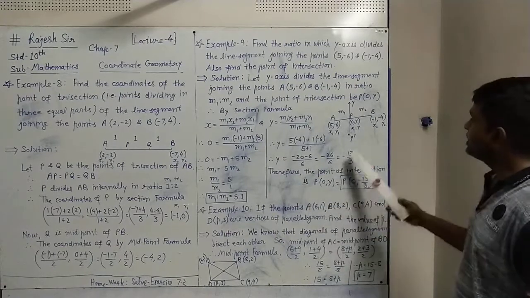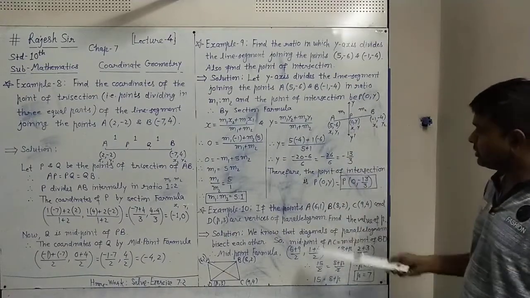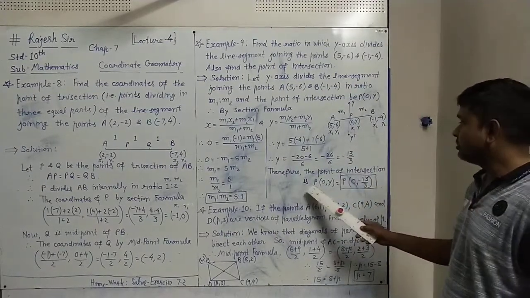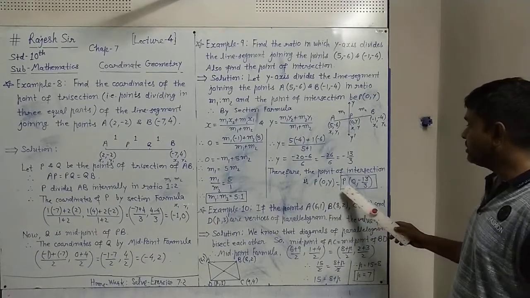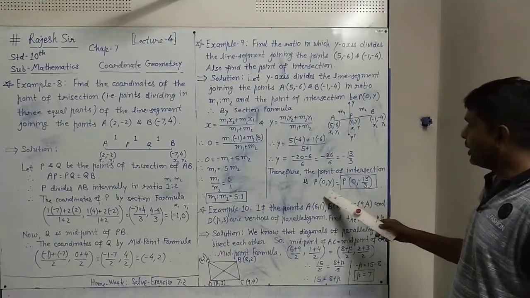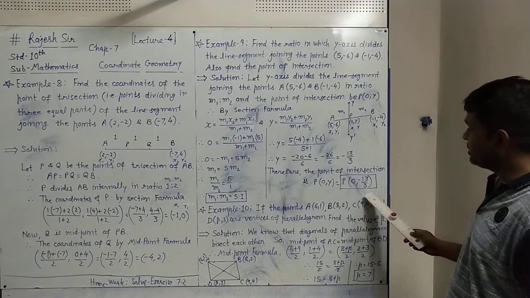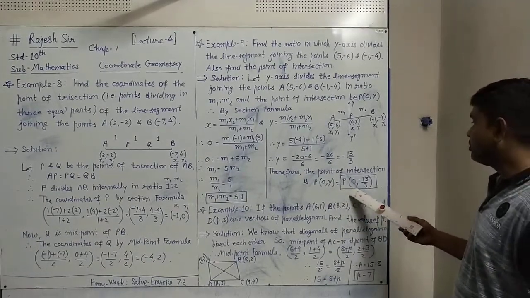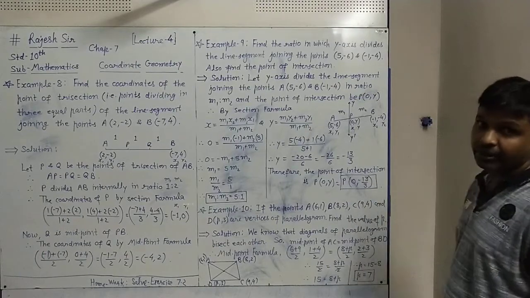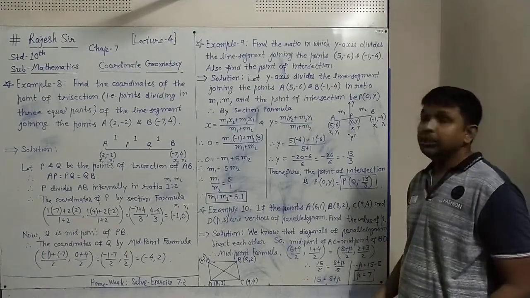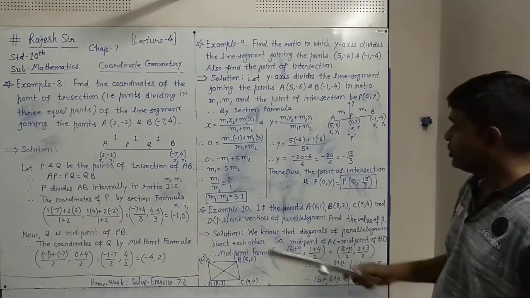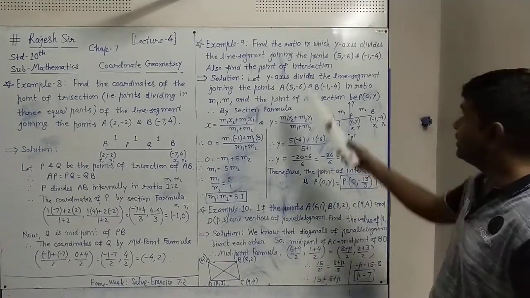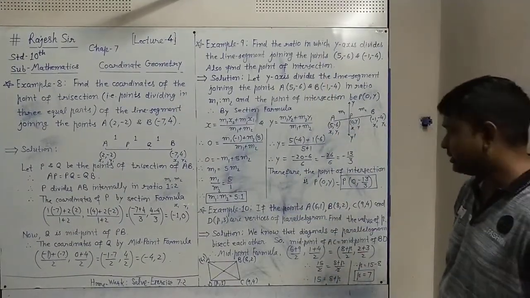So the point of intersection, which we considered as P(0, y), is now P with x as 0 and y as minus 13 upon 6, so minus 13 upon 3, sorry. So the intersection point is P(0, minus 13 by 3). The intersection point also we got, and the ratio here we got. Put these answers in this example 9.